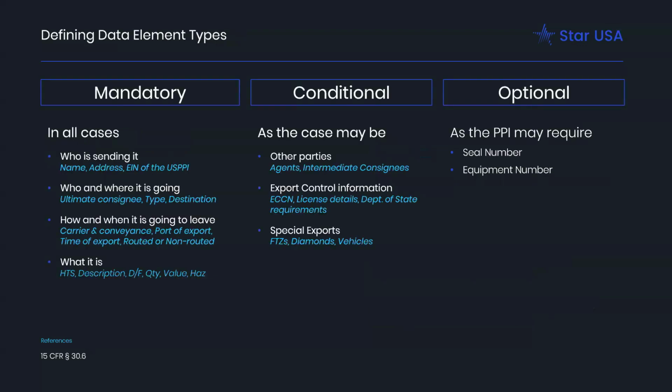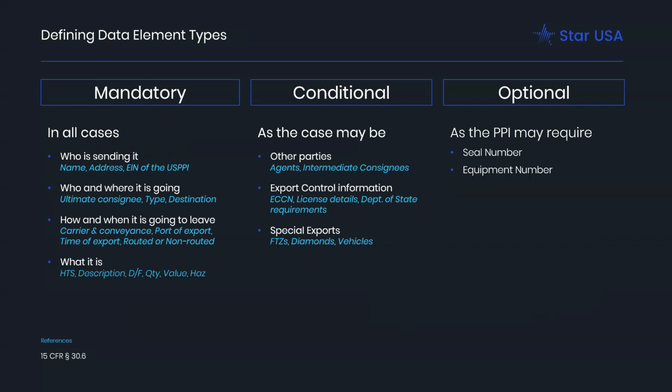So the data element types that are part of what's being filed, there are three basic categories. We have our mandatory, we have our conditional, and we have our optional. Mandatory is in all cases, we need to identify who is sending it, who is it going to and where is it going, how and when is it going to get there, and what is the cargo.